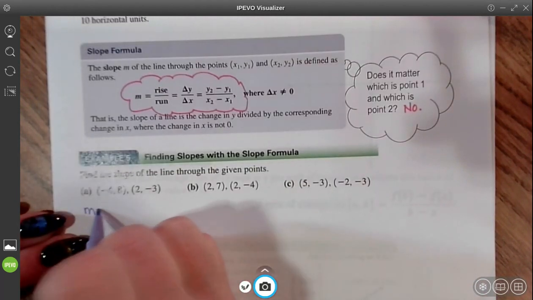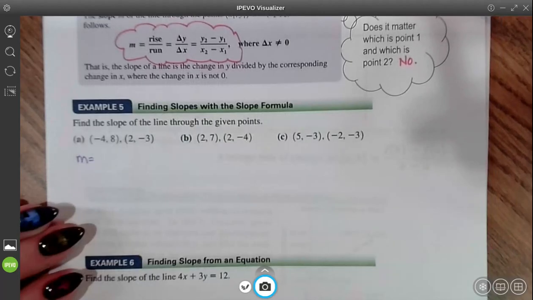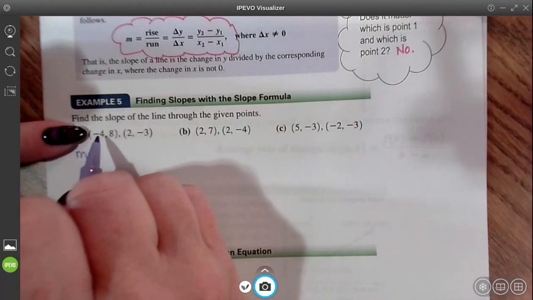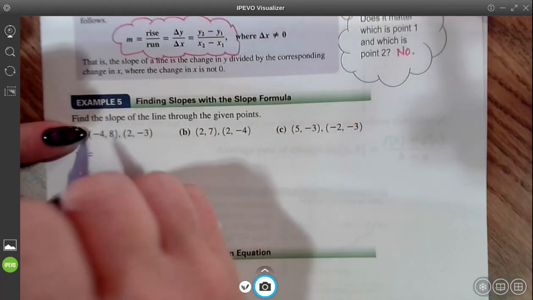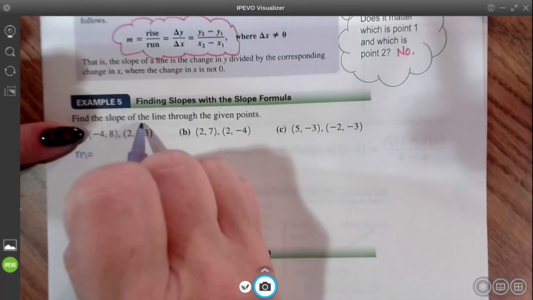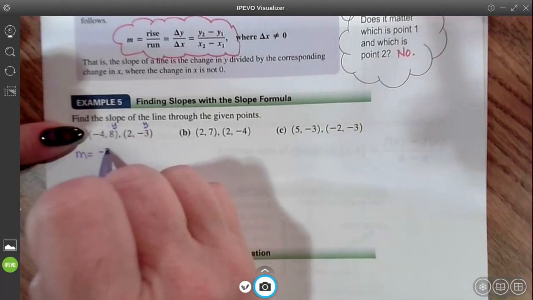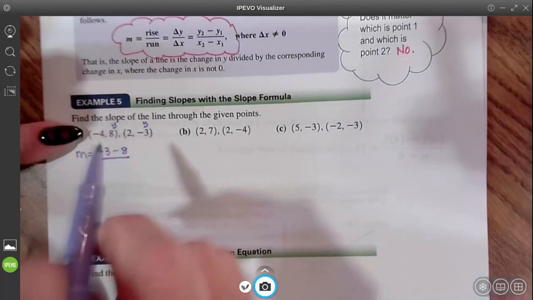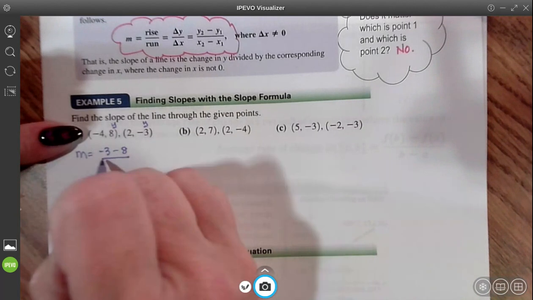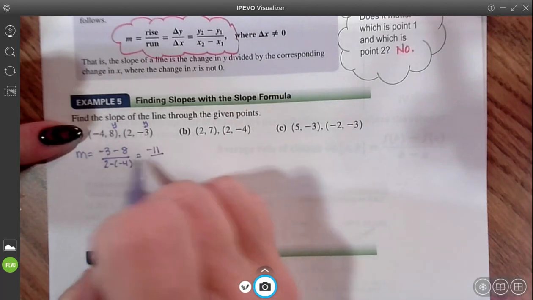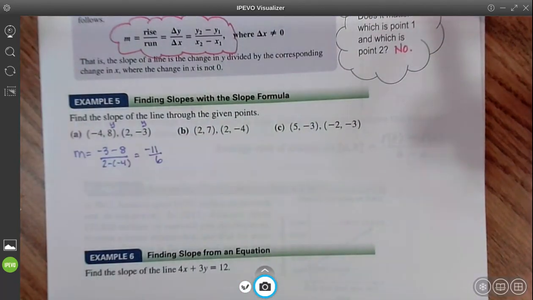So I'm going to do this one. I'll do it in both orders so you can see that we do get the same thing. So if I use this as my first one, I'm going to do 2 minus -4 and -3 minus 8. So I need the y's in the numerator. So this is a y, this is a y. So -3 subtract 8. Notice I started with this point and went subtract this one, so I have to do the same thing in the denominator. I will do 2 subtract -4, which is going to be -3 minus 8 is -11. 2 minus -4 is 6. So that is a slope of -11/6.